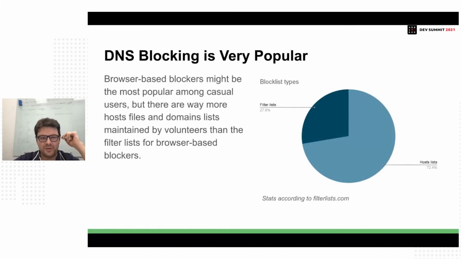So browser blockers might be the most popular among casual users, but not among filter list maintainers. There are way more host files and domain lists maintained by volunteers than filter lists for browser-based ad blockers. You can see on this slide some stats that I collected from filterlist.com. This is a signal that DNS level blocking has great perspectives. But why such a discrepancy? Among casual users, DNS blocking is really just marginal compared to browser-based blockers. The answer is simple. It is still much, much harder for a casual user to set it up and to use it.